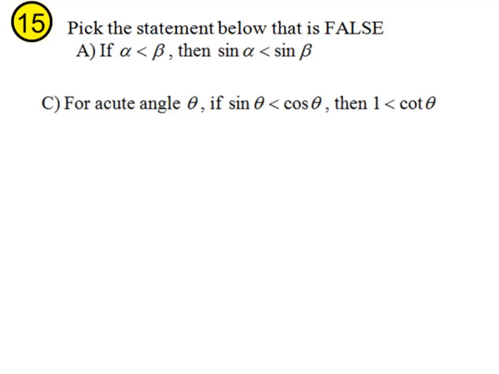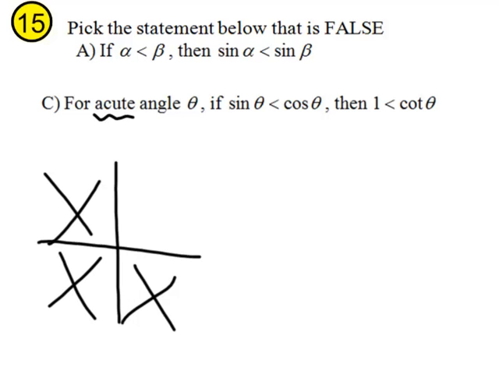For an acute angle theta, if sine of theta is less than cosine of theta, then 1 is less than cotangent of theta. Key word here is acute. If we are thinking on an xy plane, the word acute tells us that we're really just dealing with something less than 90 degrees. We're really just sticking to this first quadrant here. That is what we gather from the word acute. So ignore the other 3 quadrants.